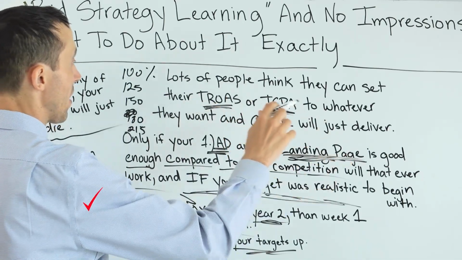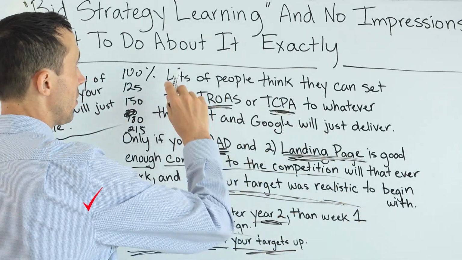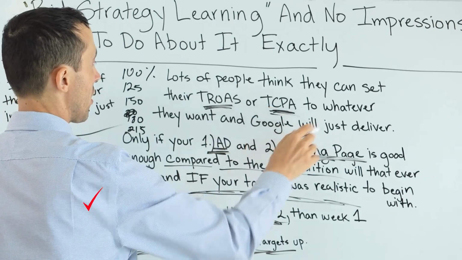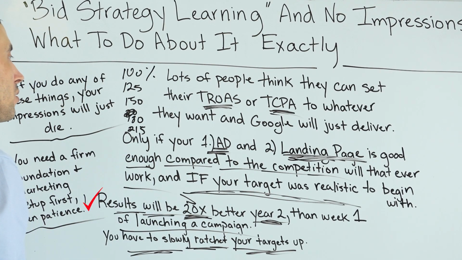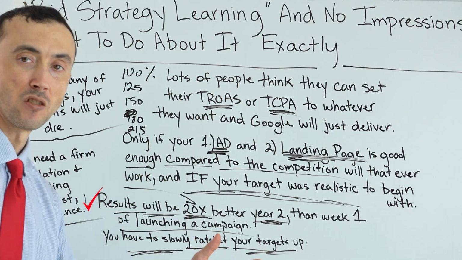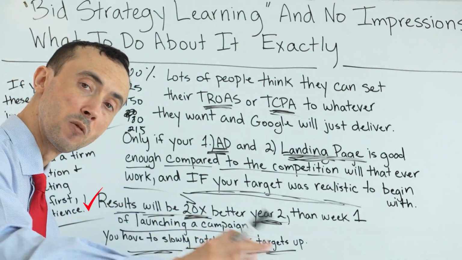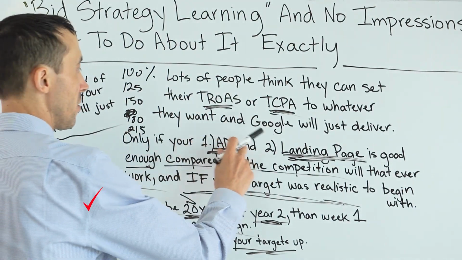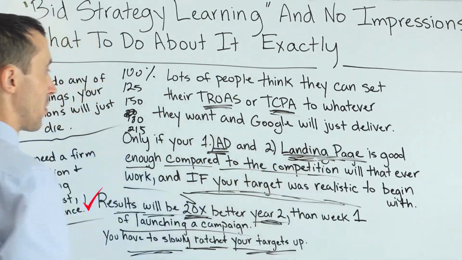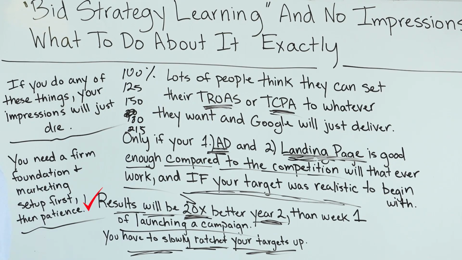Or, if you had impressions and you're not getting them now, then your target ROAS or target CPA is probably too aggressive, too far away from what you've actually gotten in the recent past, or your ad click-through rate's not good enough, or your landing page conversion rate's not good enough.